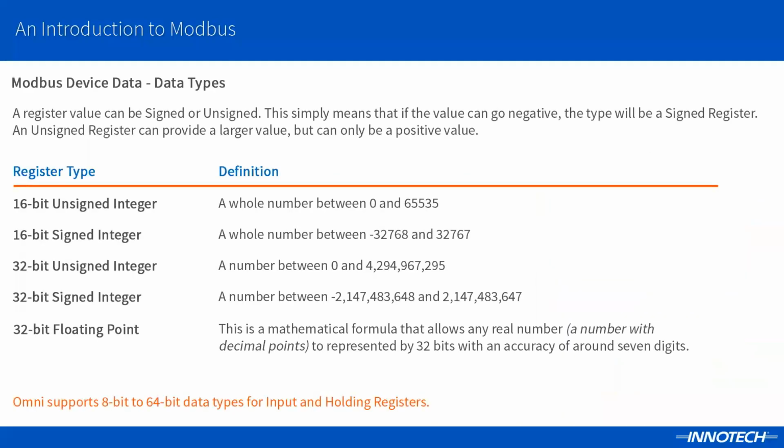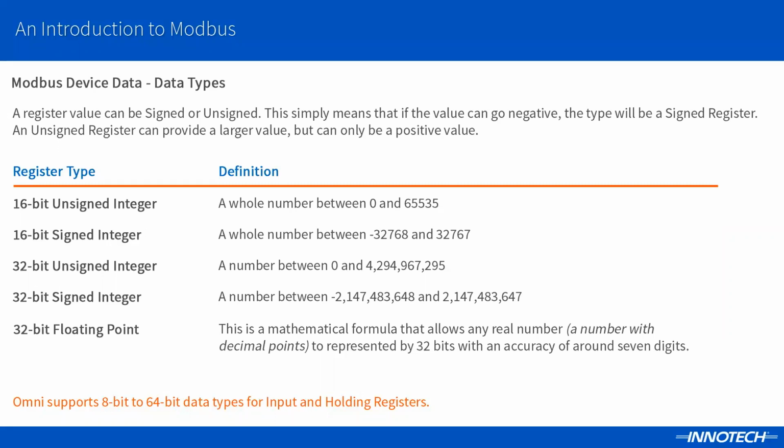Register values can be signed or unsigned. This simply means if the register can hold a negative and positive value, or only a positive value, as shown in this table. This is decided by the manufacturer and should be listed in the device documentation. The correct type needs to be configured in the comms blocks, otherwise incorrect values can be obtained.